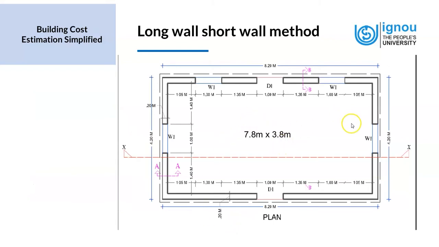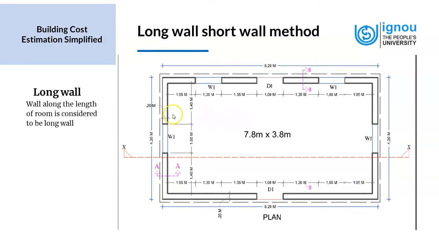So we have the same example that we were given earlier, a 7.8 by 3.8 meter room, and this is the width of the room. We will be taking this for our problem this time, for defining the measurements of various quantities based on the long wall short wall method. So this is the plan. It's a 7.8 by 3.8 meter room. The longer dimension depicts the length, and the 3.8 is the breadth of the room.